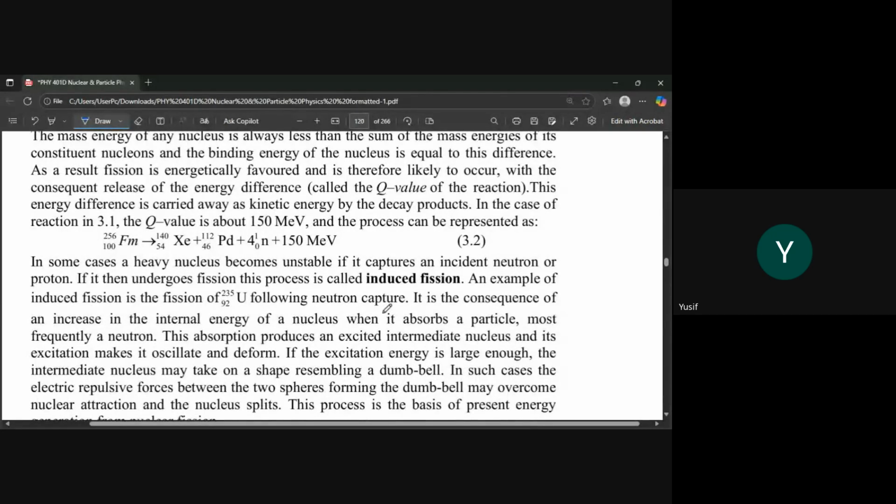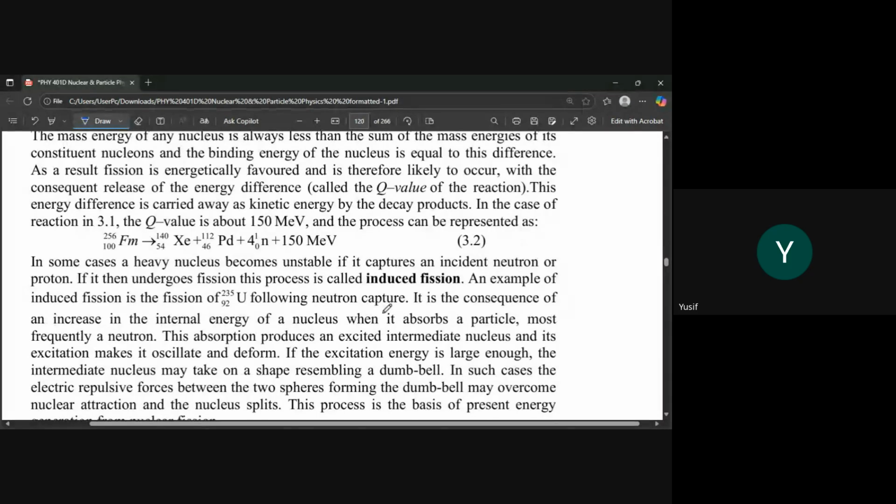In some cases, a heavy nucleus becomes unstable if it captures an incident neutron or proton. If it then undergoes fission, this process is called induced fission. So they said in some cases, a heavy nucleus becomes unstable if it captures an incident neutron or proton. If it then undergoes fission, this process is called induced fission. An example of induced fission is that of uranium following neutron capture. It is the consequence of an increase in the internal energy of the nucleus when it absorbs a particle, most frequently a neutron.